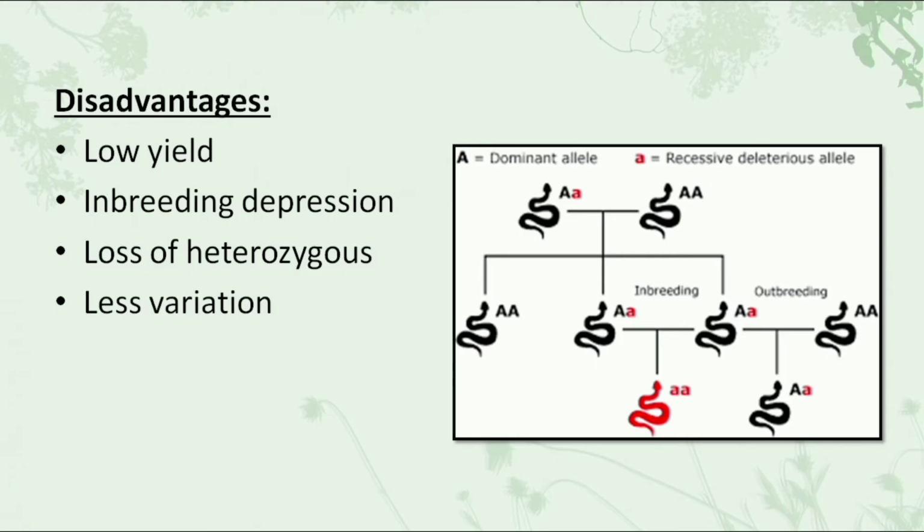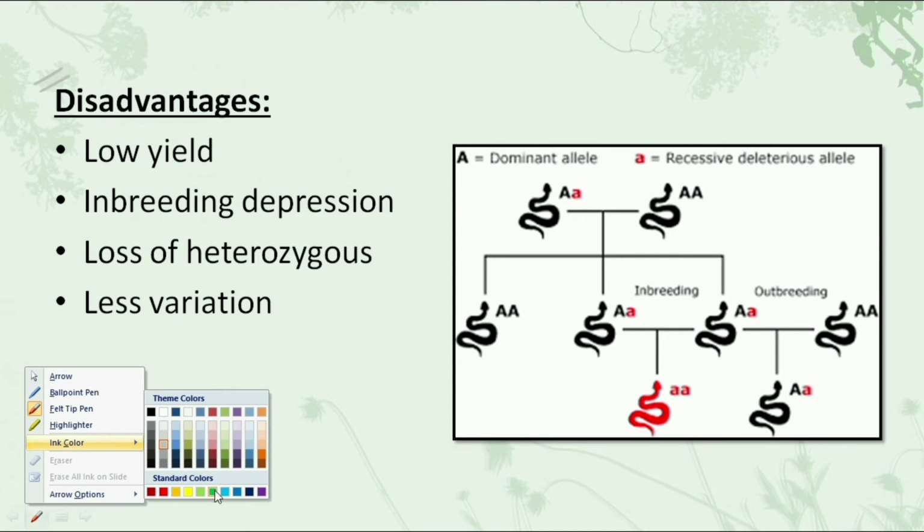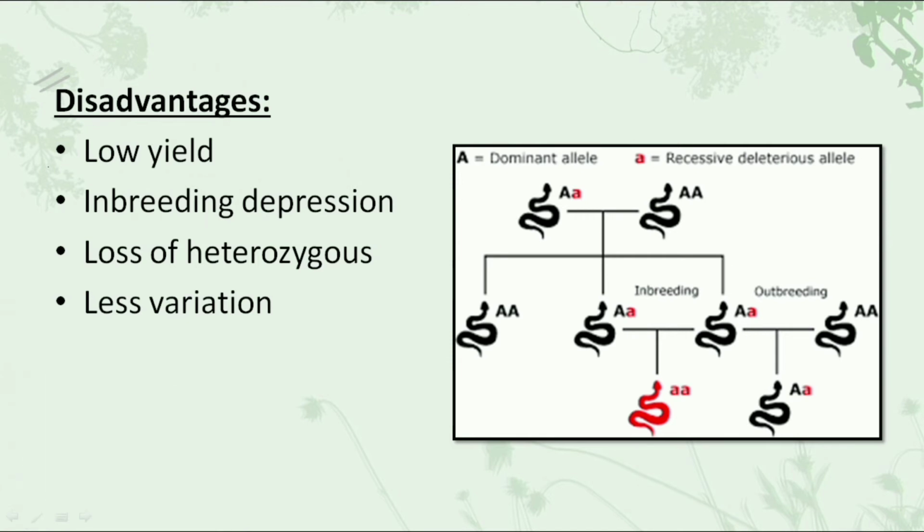So now let's discuss the disadvantages of the same. Talking about the disadvantages of the inbreeding process, what happens is that in inbreeding there occurs low yield. It could lead to inbreeding depression, it could lead to the heterozygous condition in the subsequent generation, and there occurs less variation that the inbreeding process follows.